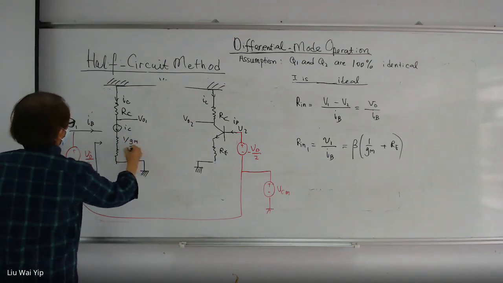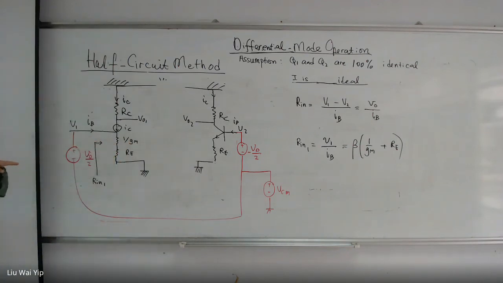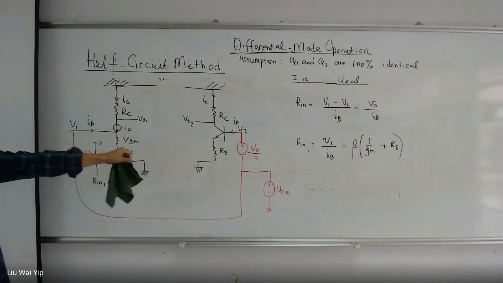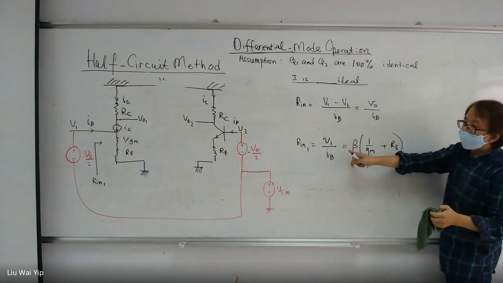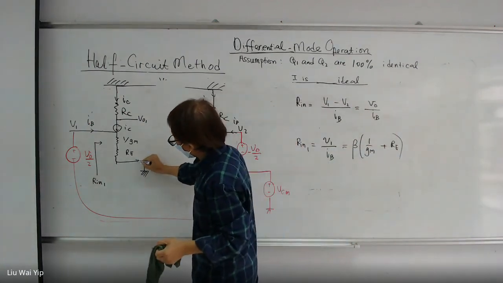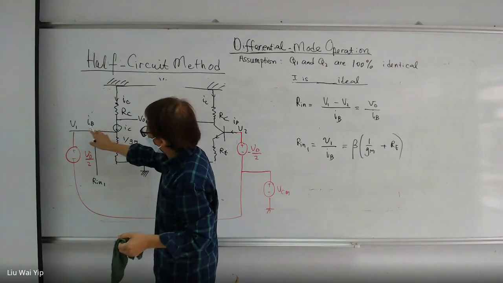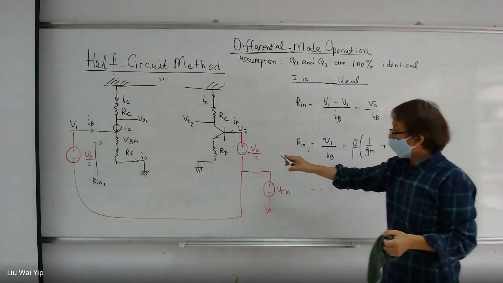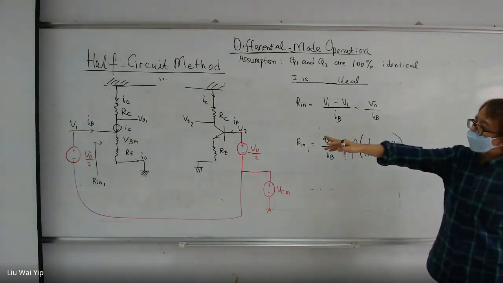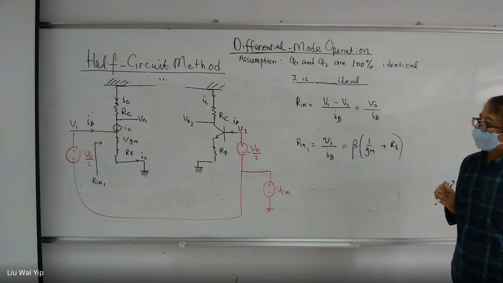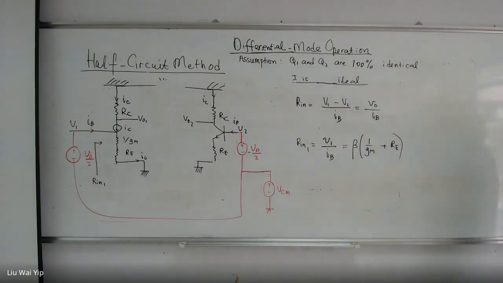Yeah, the sum of these two resistances is here, and then multiplied by beta, because this current is IC, but you are now dealing with IB. So you have to multiply by beta. So we are almost done. We have already got the impedance for one branch. But then, what is the next?